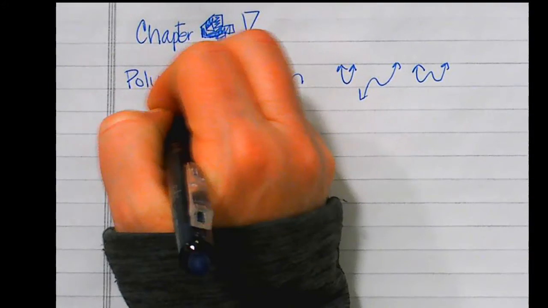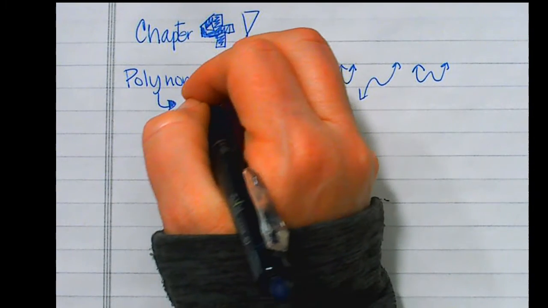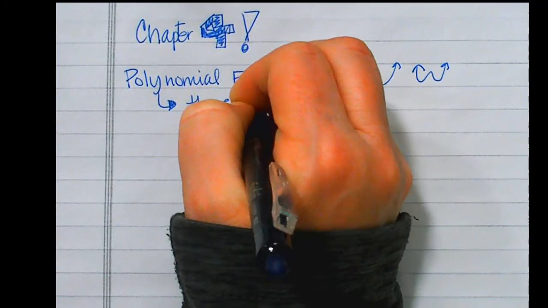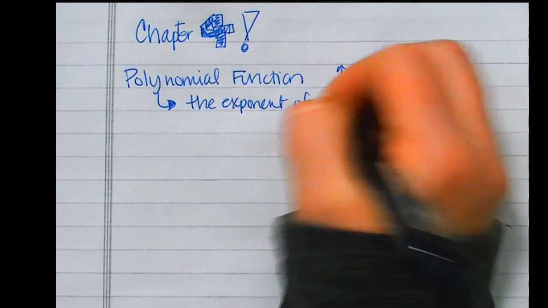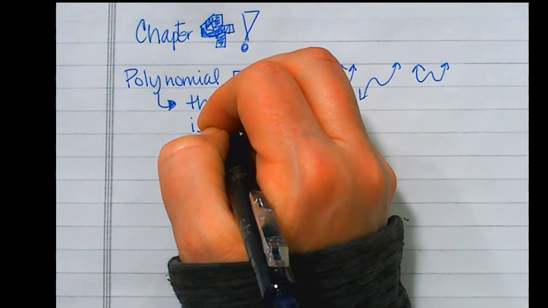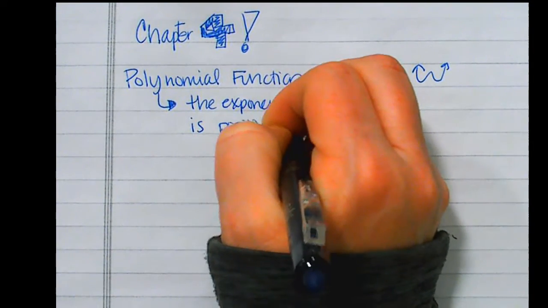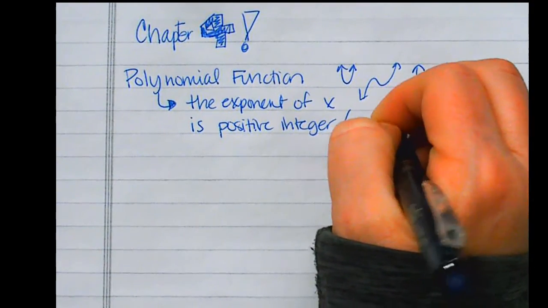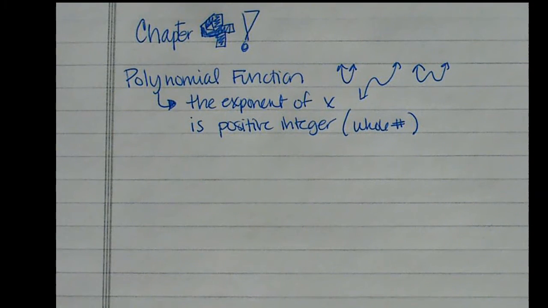So polynomial functions have rules. The rule is that the exponent of x, of the variable, is a positive integer, which means it's a positive whole number. So it can't be a half or a third, and it can't be a negative number like -1.